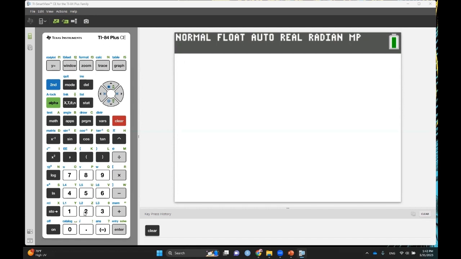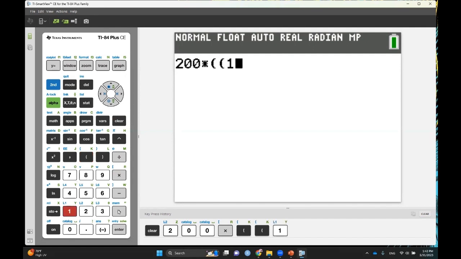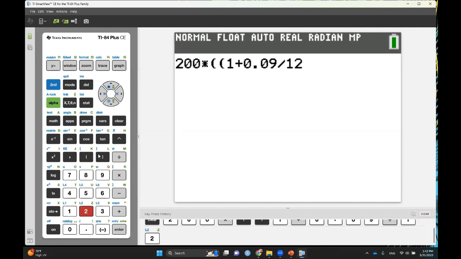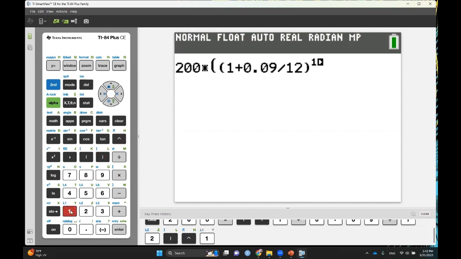And I'm using the TI-84 plus graphic calculator. Okay. The numerator, my numerator 200 times, and then outer parentheses, inner parentheses, 1 plus 0.09 divided by 12. Close inner parentheses, and then I want to raise the power. Okay, so raise to, and then power is 12 times 25.